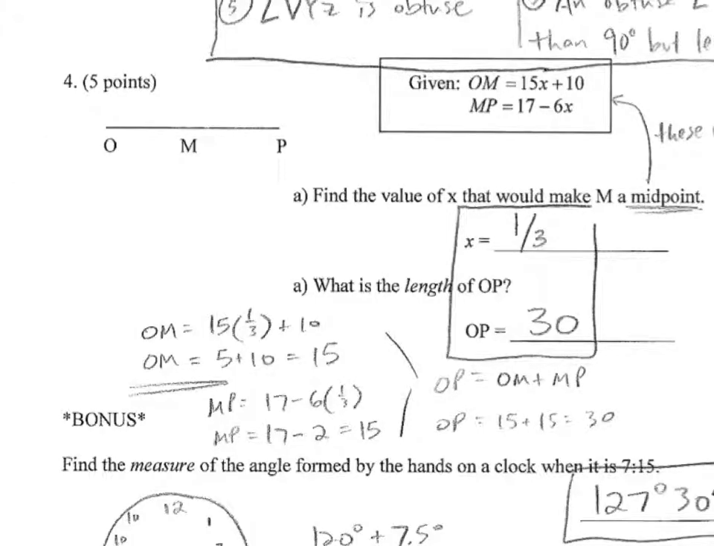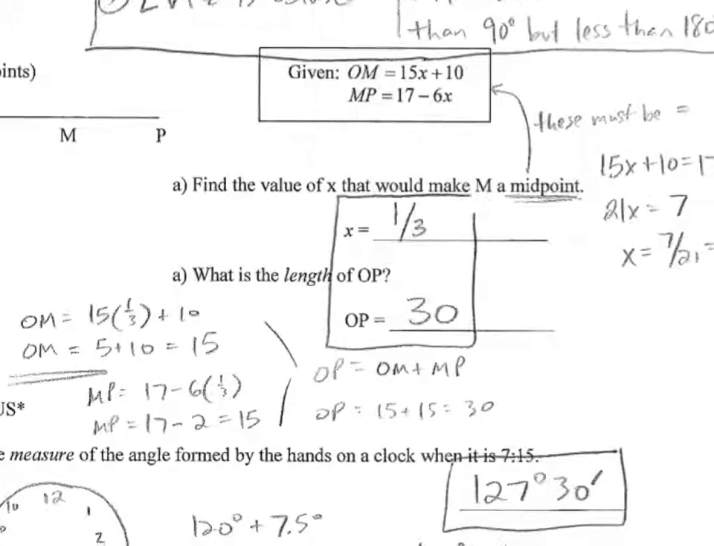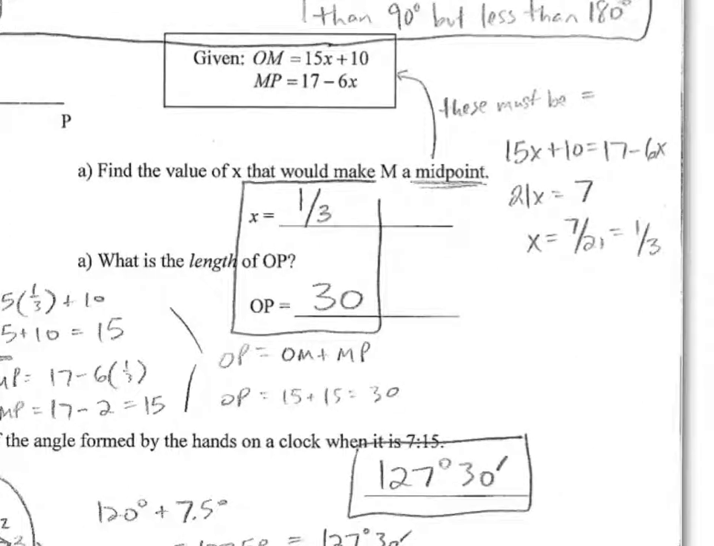For the fourth and final question, we are asked to find the value of x that makes M a midpoint, and we have to find the length of segment OP. So the first thing we do here is realize that if M is the midpoint, then the segment over here on the left and the segment over here on the right have to be the same length. Otherwise it would not be a midpoint. So for those two segments to be congruent, they must be equal.